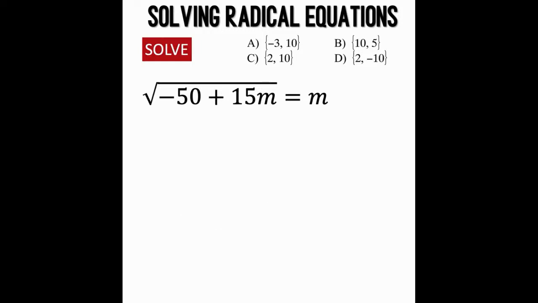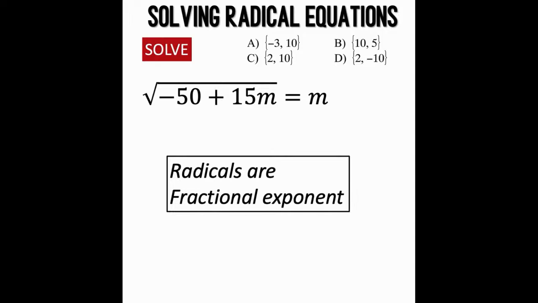Let's remember that radicals are fractional exponents. So when we have a square root, that means the radicand can be raised to the fractional exponent 1/2. And to eliminate the radical, we want to make this fractional exponent a whole number. For example, what number are you going to multiply to 1/2 so that you can get 1? The answer is its reciprocal.